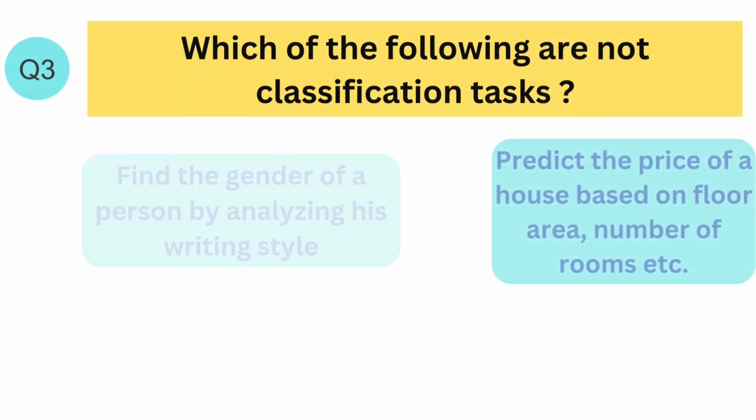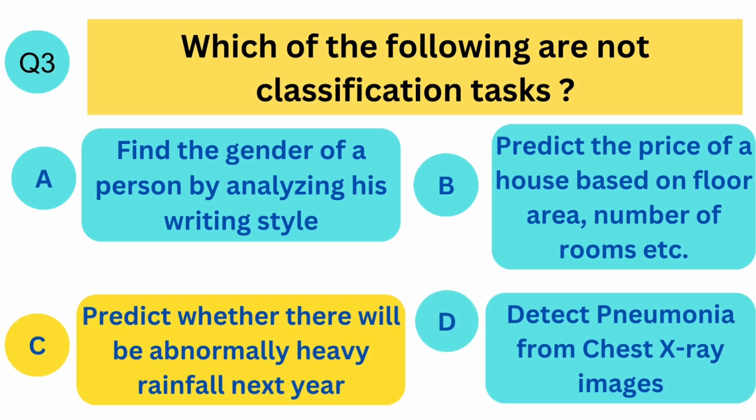Answer is C. Predict whether there will be abnormally heavy rainfall next year.